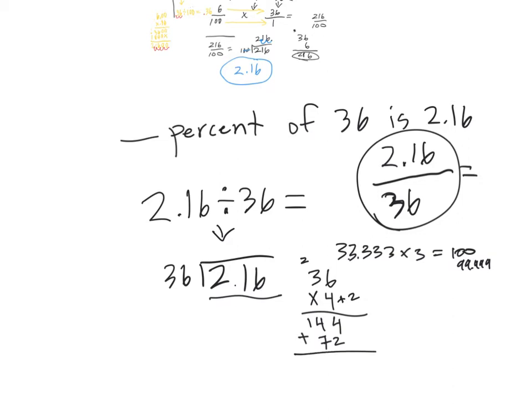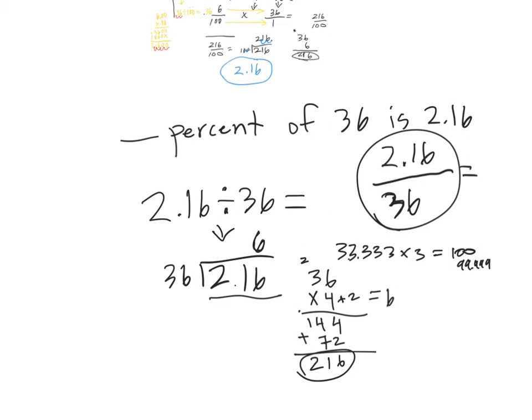So let's see here. 6, 7, 8, 9, 10, 11. Oh, wow. So we figured out that 36 times 6 equals 216. We found that out over here.